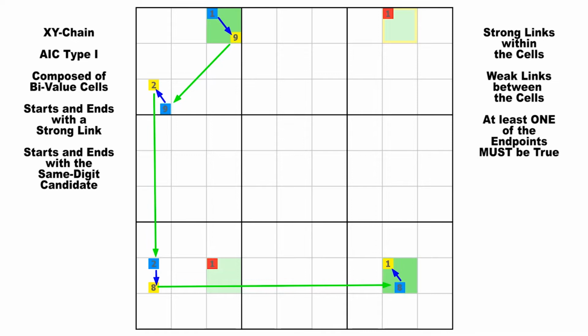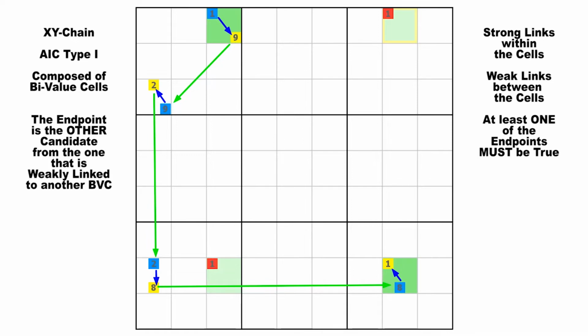So the most important thing to remember is that any endpoint of an XY chain is always going to be the other candidate from the one that is weakly linked to another bi-value cell. Okay? The candidates that are used to make the weak links between the cells cannot be the endpoints of the XY chain. Now with an X chain, because there are sometimes strong links between the cells, that restricts the number of possible candidate eliminations as I demonstrated in the previous lesson.